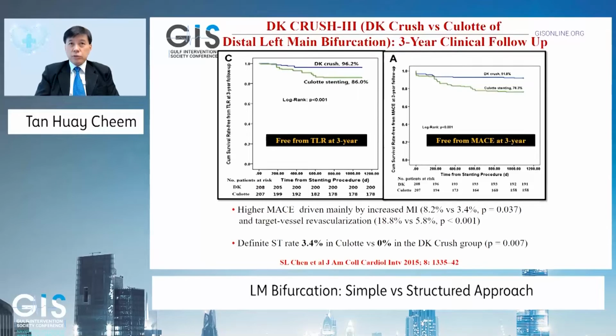The first trial to evaluate the DK Crush technique in left main was actually DK Crush 3, where this technique was compared with the culotte stent technique in patients with distal left main bifurcation. At 3 years of clinical follow-up, you can clearly see that there were higher MACE in the culotte group compared to the DK Crush group.